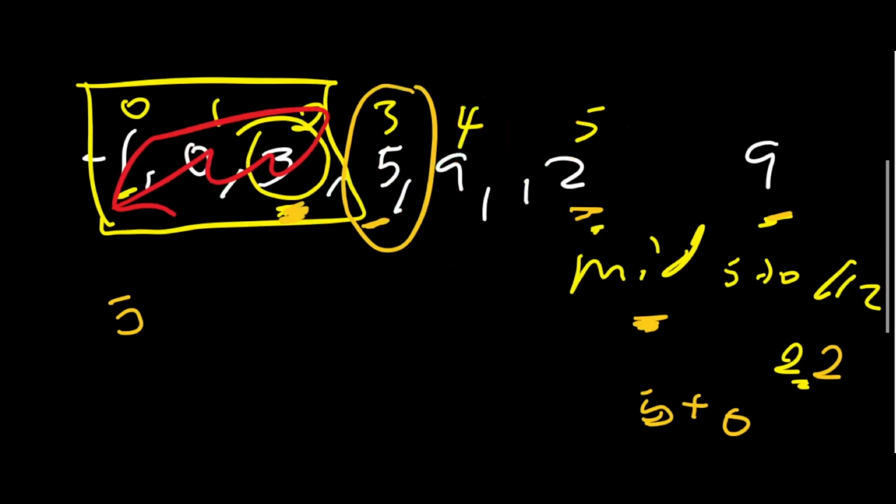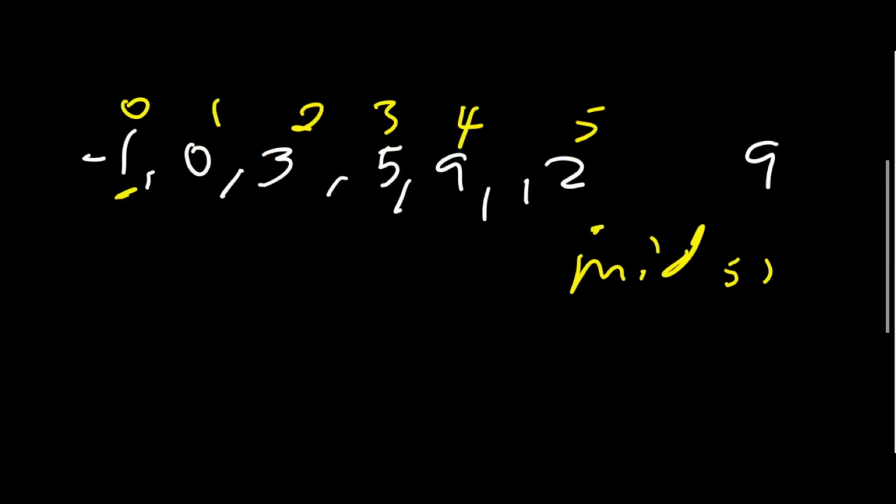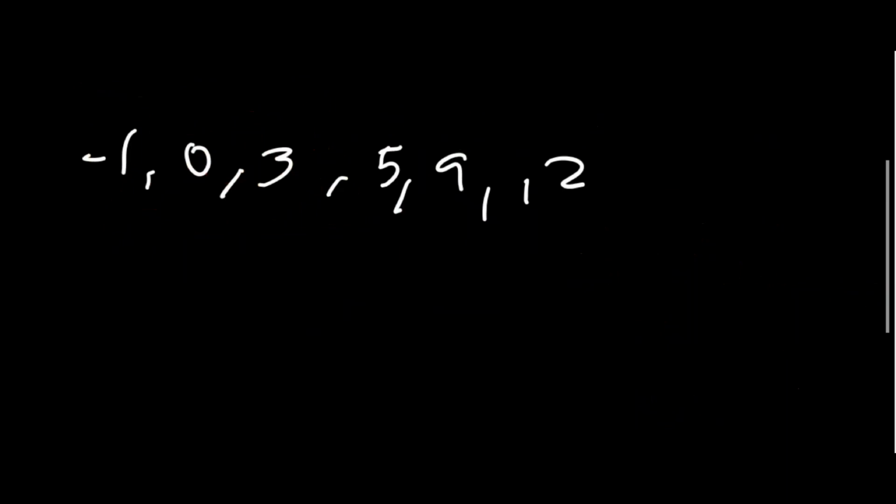Now I'm just going to go over this again before we run quickly to the code walkthrough. Now we are given our target is 9, right? And we want to check if 9 is in this operation.